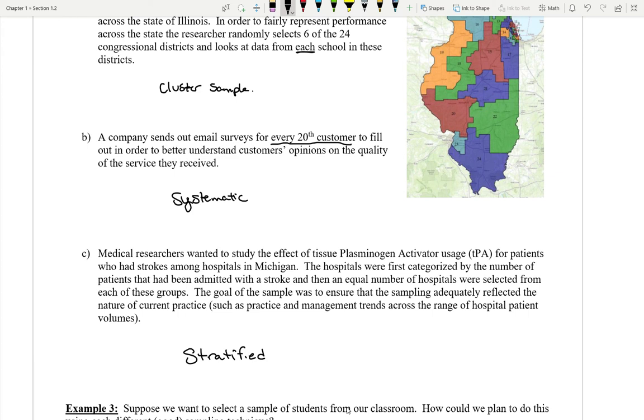So there it is. Hopefully this gives you an idea of how these sorts of sampling techniques work and how you can actually identify them. Typically the ones that require the most practice are distinguishing cluster from stratified, and so don't be surprised if those are the ones that feel the most similar or confusing to you. With some practice you'll definitely be able to straighten that out.